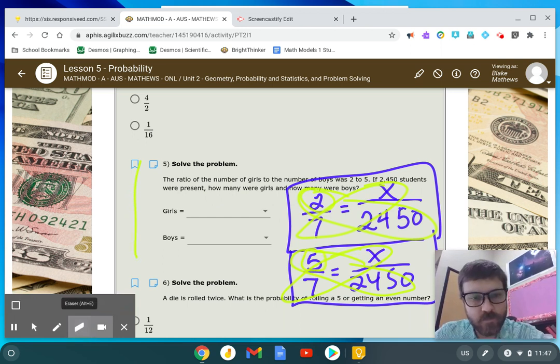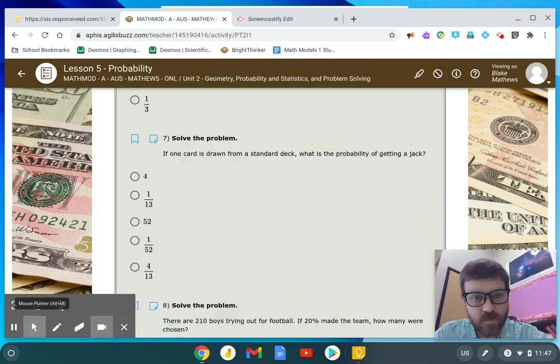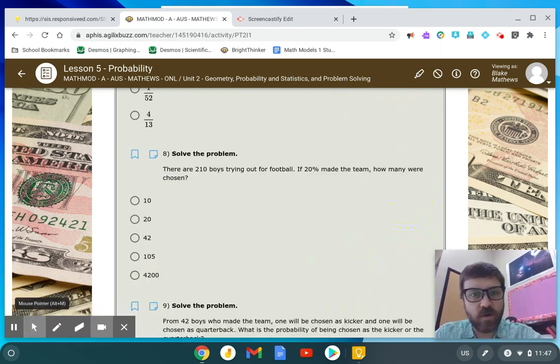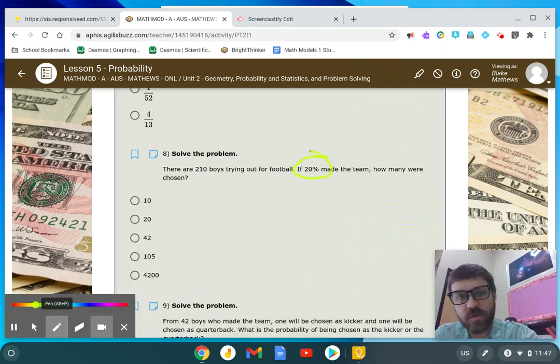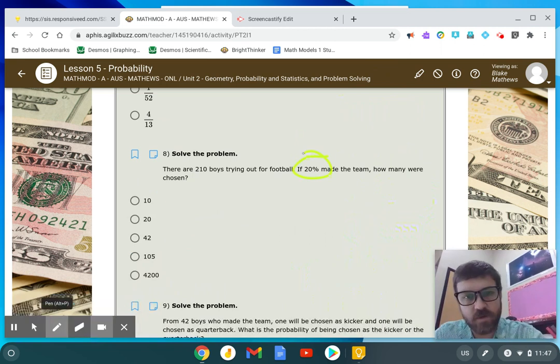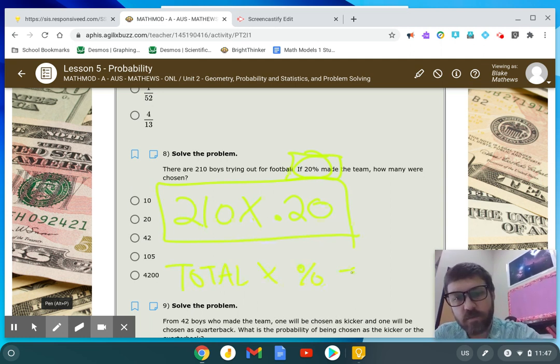Okay. Scroll down. 210 boys are trying out for football. 20% made the team. How many were chosen? 20% as a decimal is going to be 0.20, and you need to multiply that times the total. Anytime you have a percentage problem like this, you're just multiplying the total times the percent. Total times the percent will give you the part that you're looking for. And that's it for lesson 5.